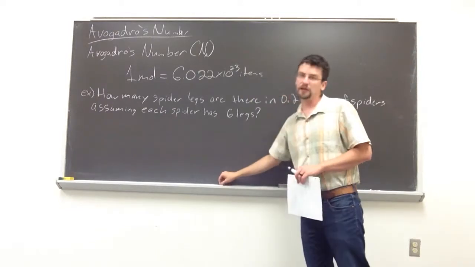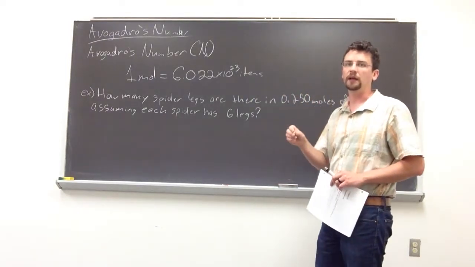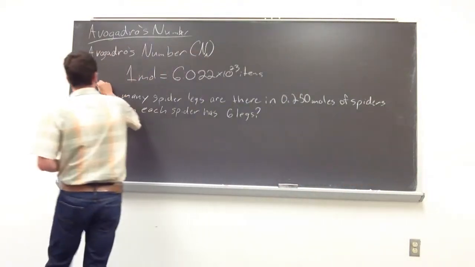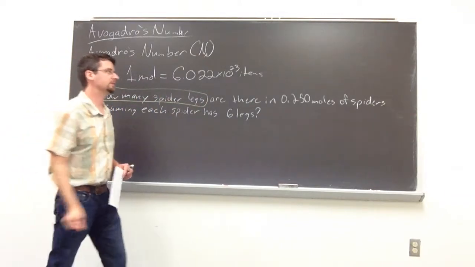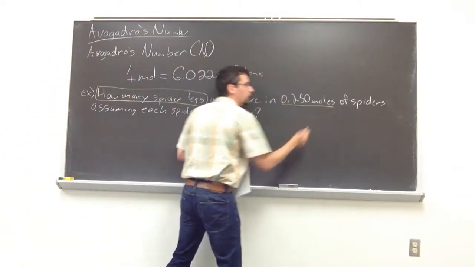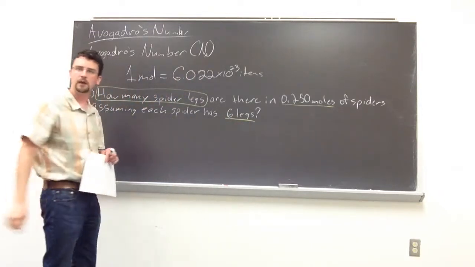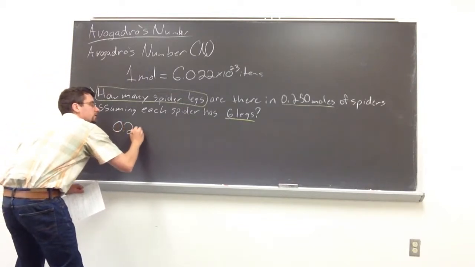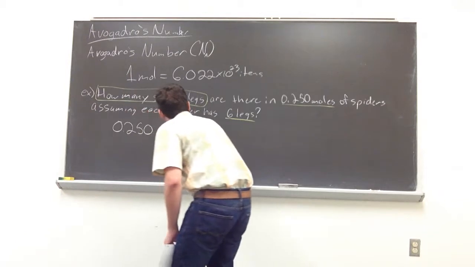So again, the approach that I take to all these problems, I box what we're looking for and I underline important information. So we're looking for how many spider legs, and the information that we have that's important to us. We know we have that many moles and each spider has 6 legs. So let's start with what we know. We know we have 0.250 moles of spiders.